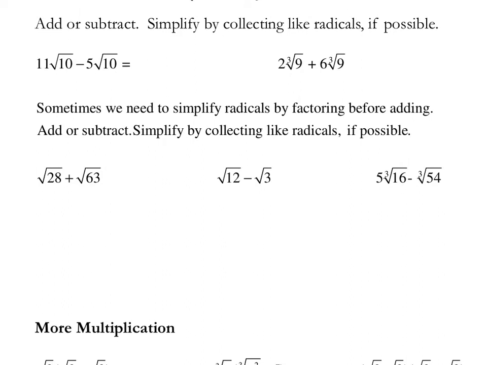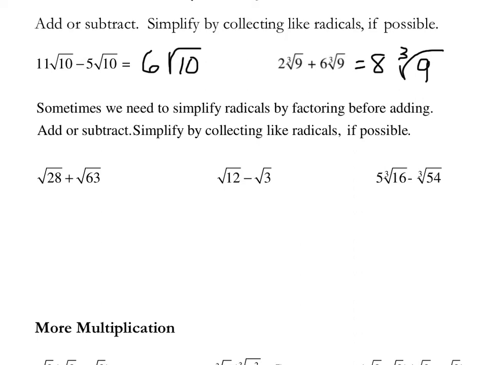So 11 square root of 10 minus 5 square root of 10. You have 11 of them minus 5 of them. You are left with 6 of them. 2 cube root of 9 plus 6 cube root of 9. They are both cube root of 9. The radicand is the same and the index is the same. So 2 of them plus 6 of them, you have 8 of them, and they're still cube root of 9.